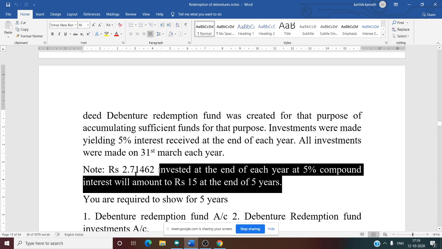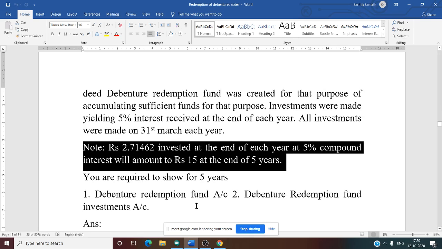And see, this annuity value is also given. Annuity value rupees 2.71462 invested at the end of each year at 5% compound interest will amount to rupees 15 at the end of 5 years. That means for rupees 15, 2.71462 rupees is to be kept aside. And for what amount? That means the amount which the company is going to pay to the debenture holder, for that amount, how much we need to keep aside from profit and loss account, that we need to see.